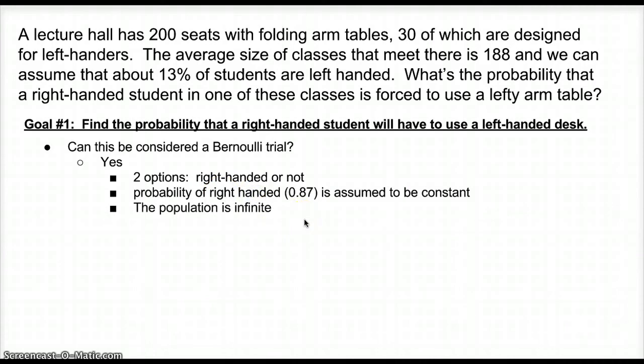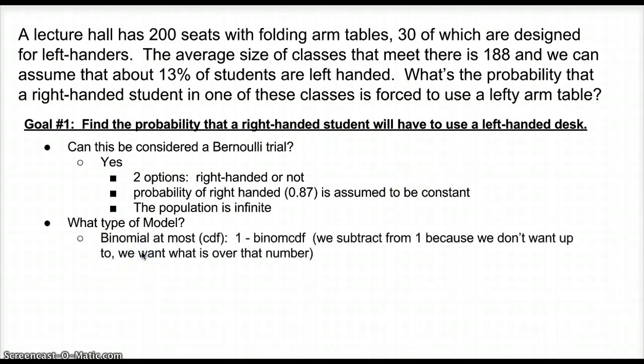And then the population is infinite. Even though it does say that there's 200 seats and that there's 188 students, we know that the population of students around is infinite because it's also based on our 13% being infinite. Okay, so what type of model is this? And again, I'll go back to this question right up here where it says find the probability that a right-handed student will have to use a left-handed desk. So we're trying to find out how many times a right-handed student is going to have to use a left-handed desk. Okay, and so this is binomial, and it's going to be at most.